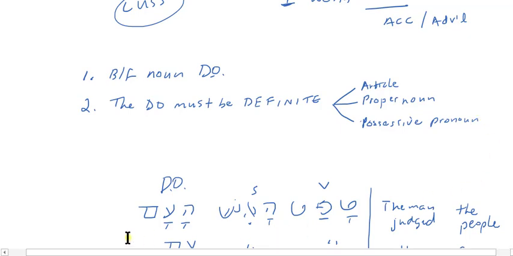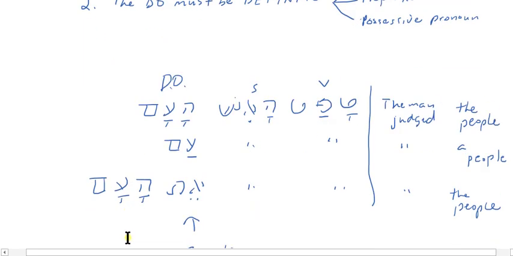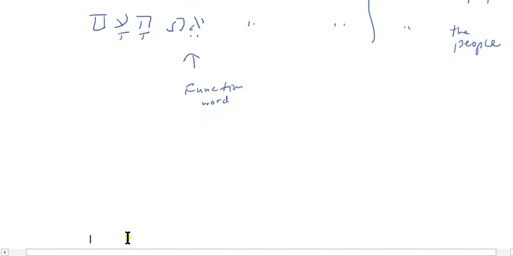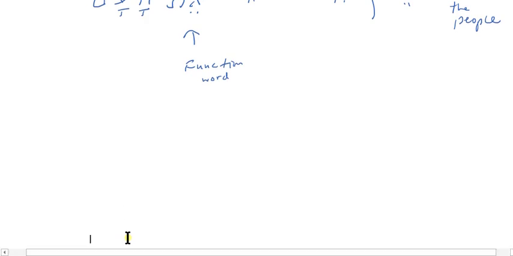Any questions about this? If you saw it before the verb, would you still know that it's the man who judged? Yes. Even if you had et ha'am in front of the verb, you would still know that it can't be the subject because et marks the object when it's definite. Exactly. Okay. Great.